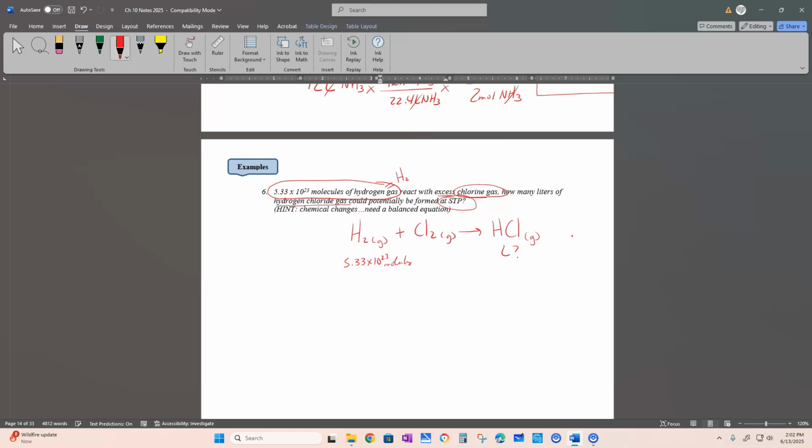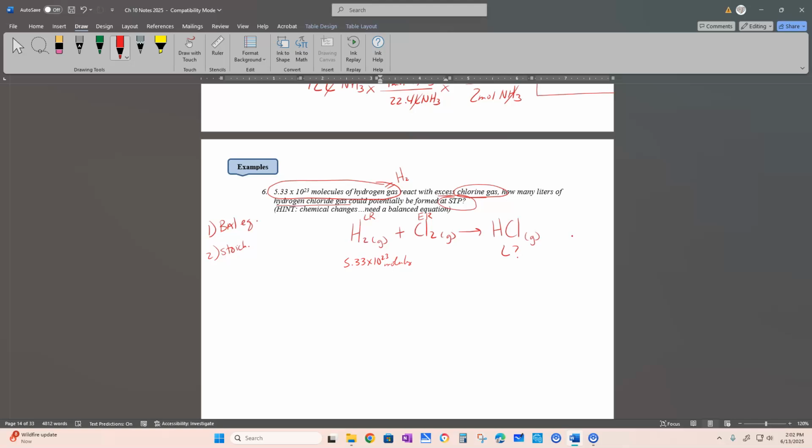Now the reason why it's molecules is because H2 is nonmetals. It said chlorine was excess. So if I was doing a limiting versus excess, that means hydrogen would be my limiting. Okay. So number 1, balance your equation. So 1, balance the equation. Okay. 2, because I'm at STP, we're going to use some stoich. But how are you going to use the stoich?